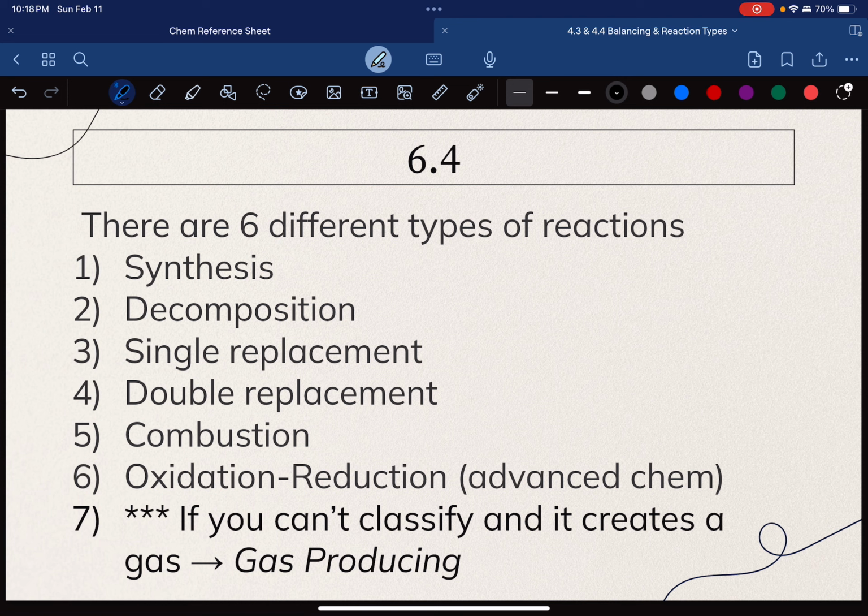And for our sake, because we don't talk a lot about oxidation reduction, when I ask you to classify the equations in the homework, if you can't classify it and it creates a gas, just say it's gas producing. It's all right. Or you can say it's some type of replacement. So sometimes it doesn't really fit into these molds, but it's one of these types of reactions. Ooh, that is supposed to be 4.4, not 6.4.